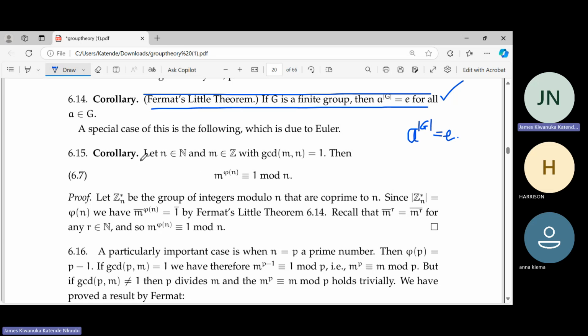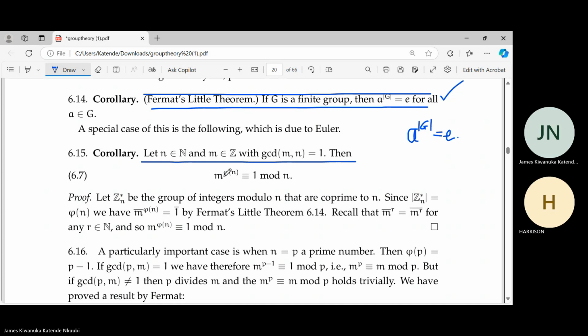So another good corollary here says if n and m are co-prime, if the GCD is 1, then m raised to phi of n is congruent to 1. Phi of n is Euler's phi function, the number of positive integers that are smaller than n but co-prime to n.